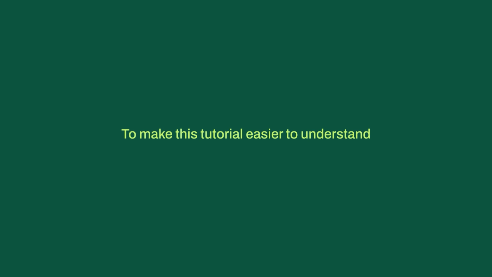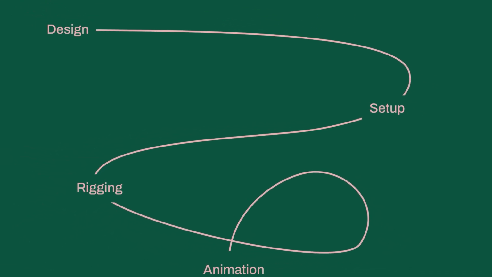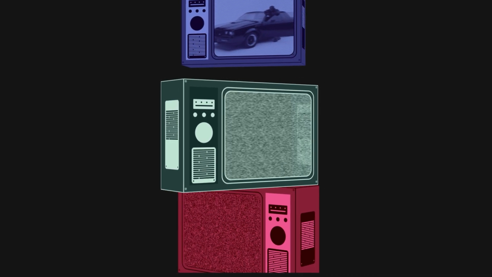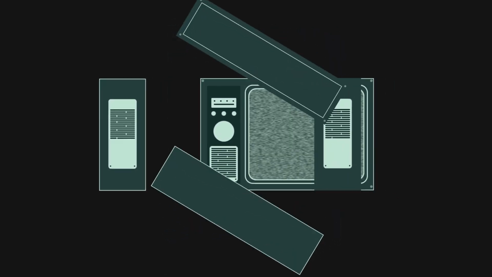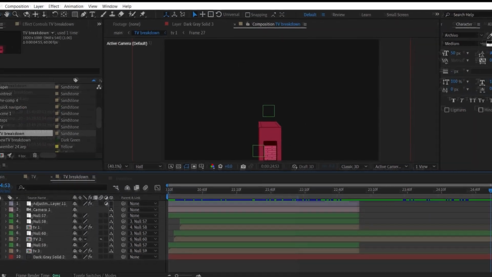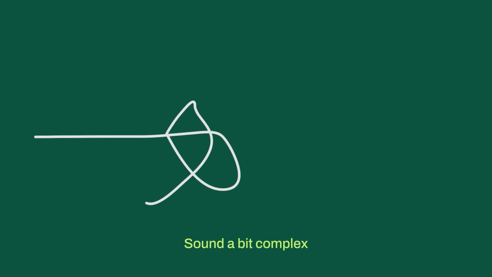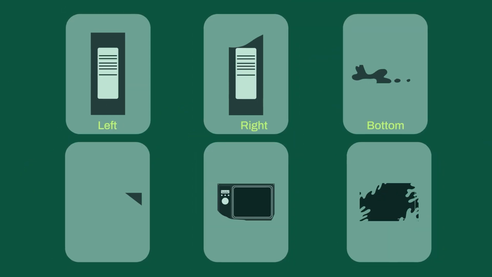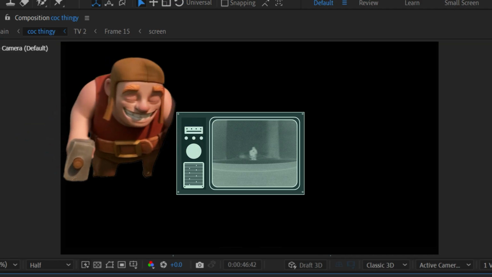To make this easier to understand, I'll build the TV in a step-by-step manner. A real-world retro TV is essentially a cube with 6 sides. I'll create each of these sides individually and then add controls to easily animate the entire cube. Sounds a bit complex, but it's quite straightforward. So the first step will be to redesign the 6 sides. It sounds like a lot, but realistically only the front side will take the most time.